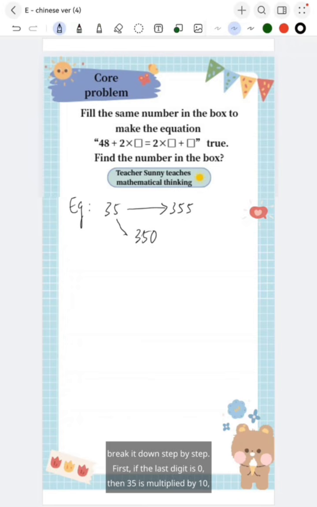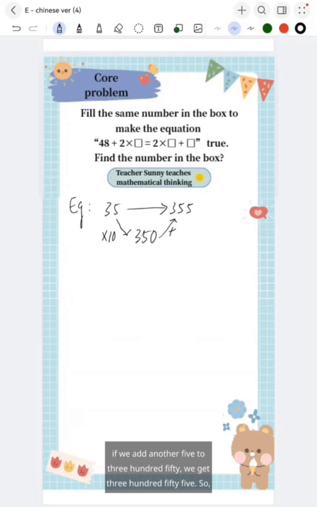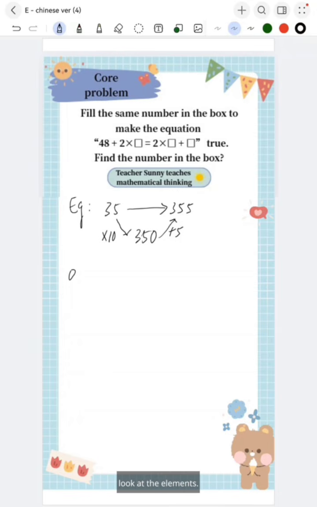First, if the last digit is 0, then 35 is multiplied by 10, which gives us 350. Then, if we add another 5 to 350, we get 355. So, we can see that multiplying by 10 and then adding 5 gives us this result. Once we understand this relationship, solving this problem becomes much easier. First, let's look at the elements.